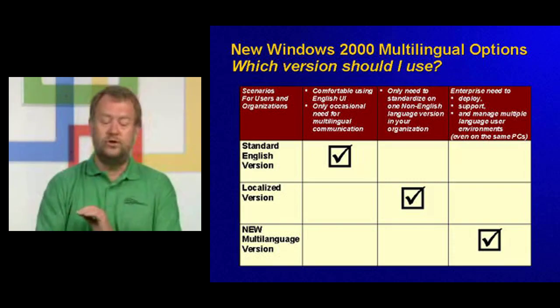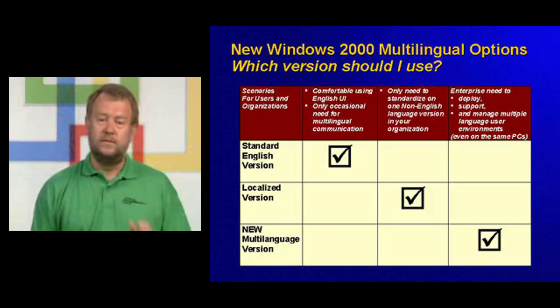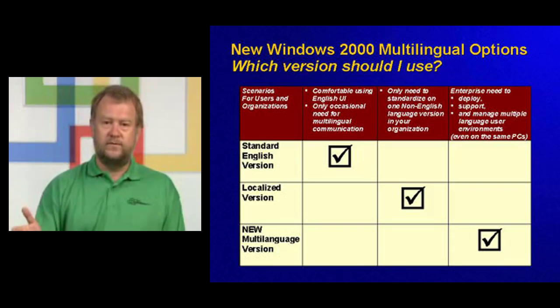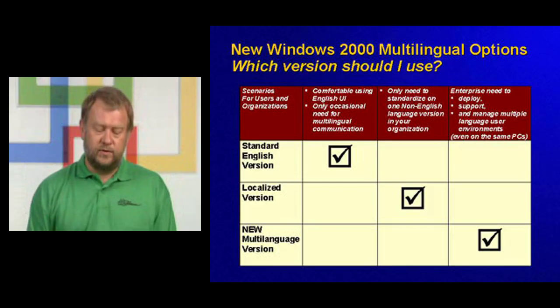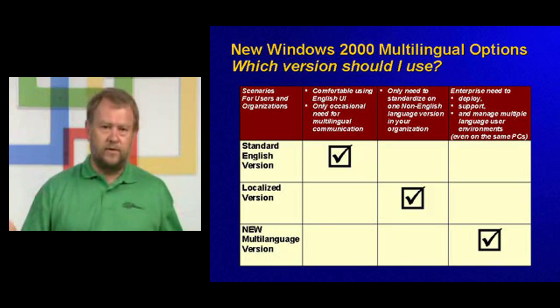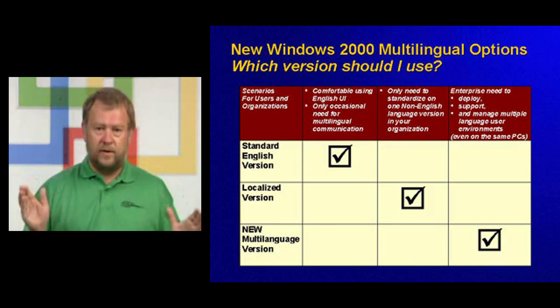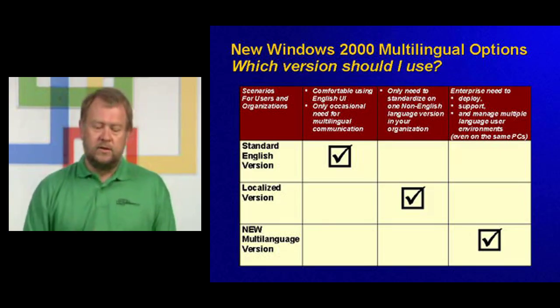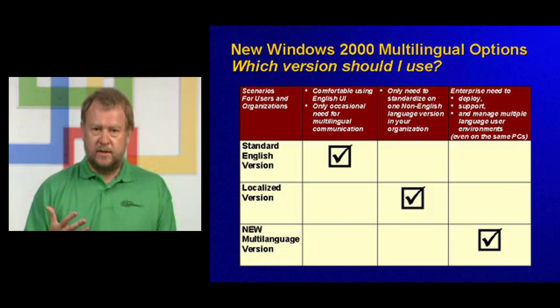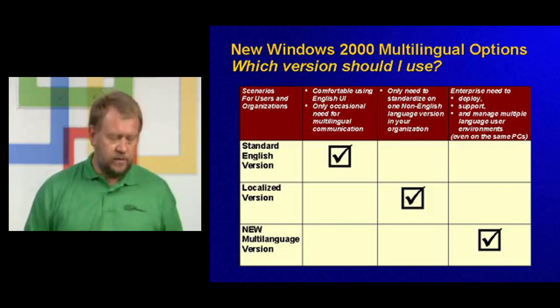So which should you use? Should you purchase the localized version, deploy the localized version, or Windows 2000, the standard English version, or the multi-language version? Well, first of all, if you're not concerned about the user interface, the English user interface is fine, then keep in mind that it is already enabled for all of the languages. So you can type in any language, any of the supported languages. You can run an application in any of the supported languages on the standard English version, or for that matter on any other version. So if that's all you need is document content in various languages, then the standard English version might be sufficient for you.